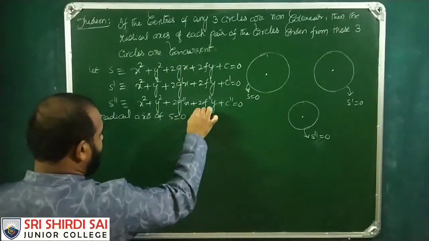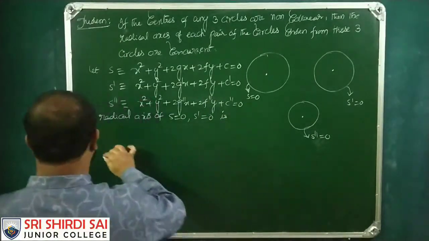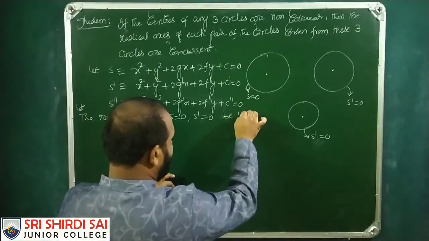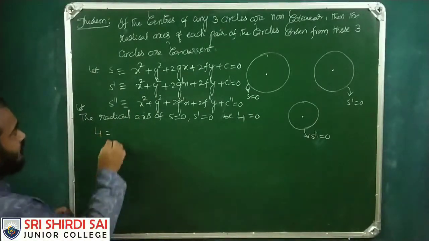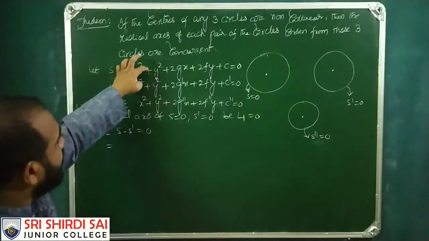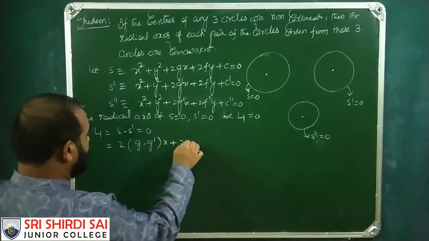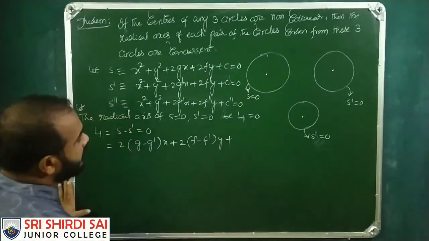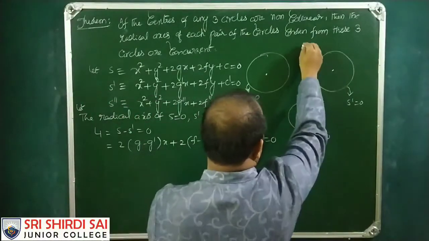Let us suppose that the radical axis of S equals to 0, S dash equals to 0 be L1 equals to 0. So L1 is equals to S minus S dash is equals to 0. Then this is 2 into g minus g dash x plus 2 into f minus f dash y plus c minus c dash equals to 0. That means for these two circles, this is L1 equals to 0.